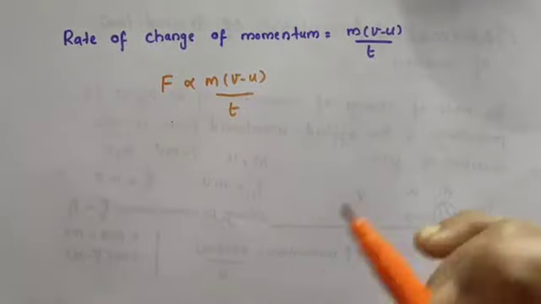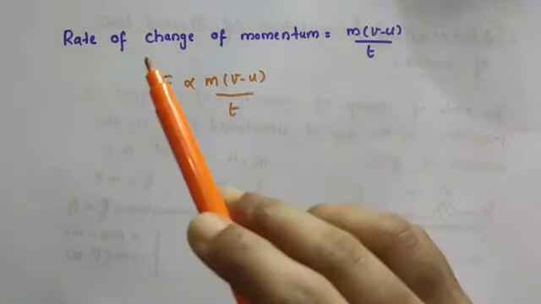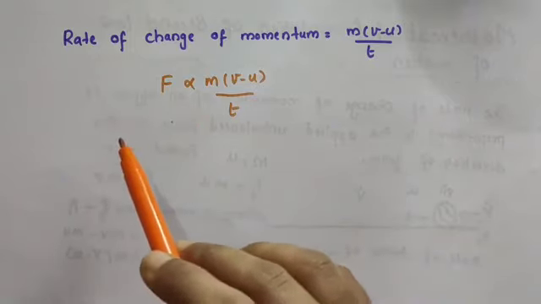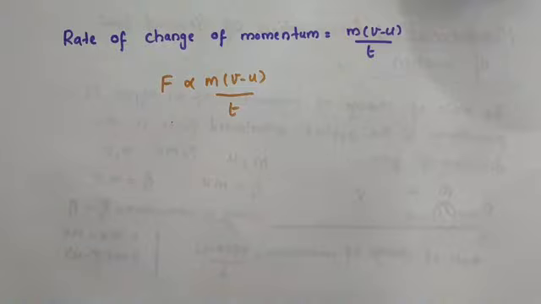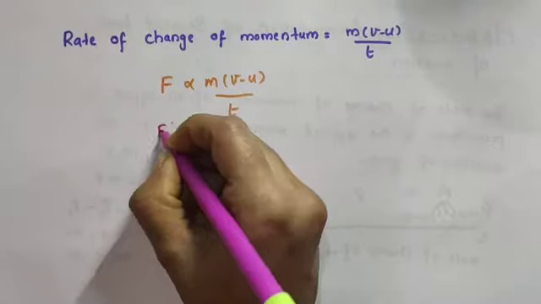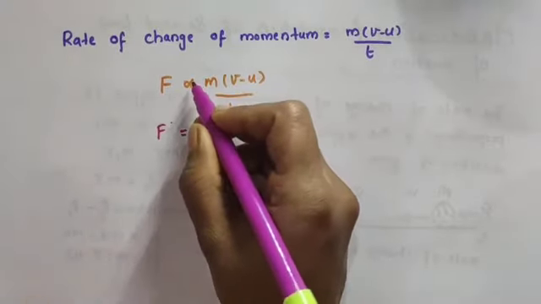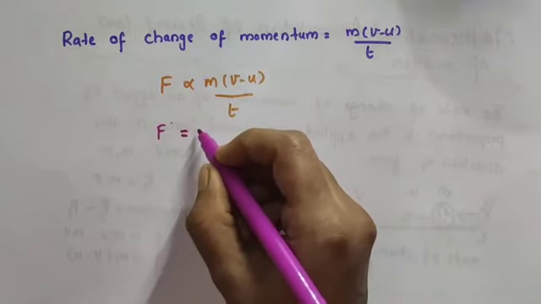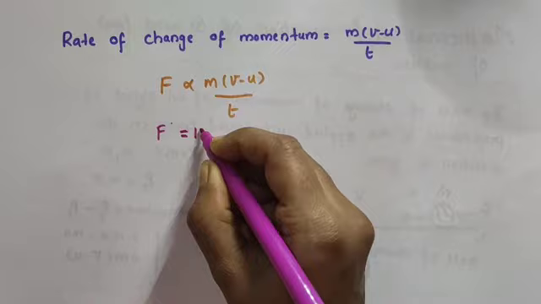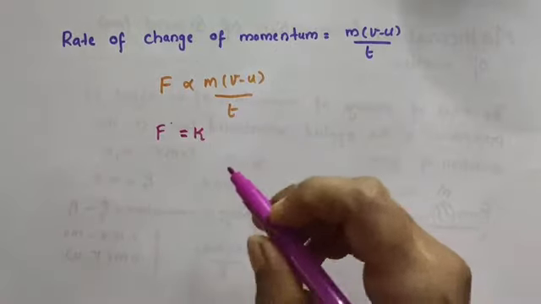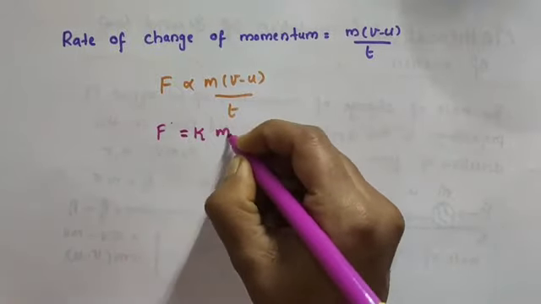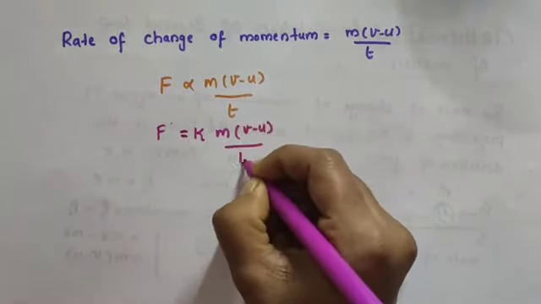According to Newton's second law of motion, this rate of change of momentum is proportional to the applied unbalanced force. Here the applied unbalanced force is F. So we can write F is proportional to m into (v minus u) divided by t. Now here we have a proportionality sign. While we are replacing this proportionality sign with an equal sign, we have to write a proportionality constant. We are taking that proportionality constant as k. So we can write F is equal to k into m into (v minus u) divided by t.